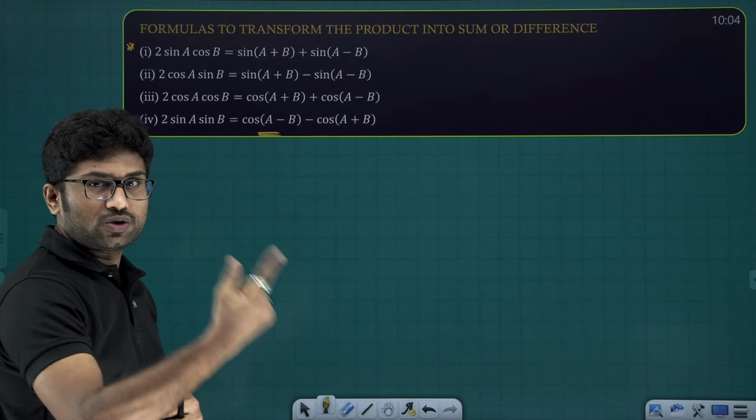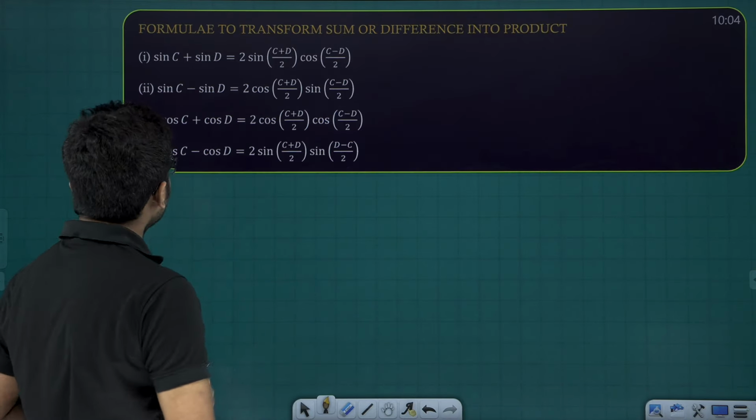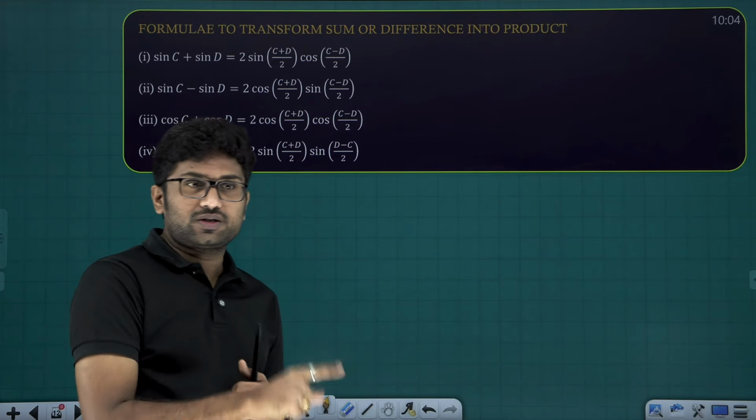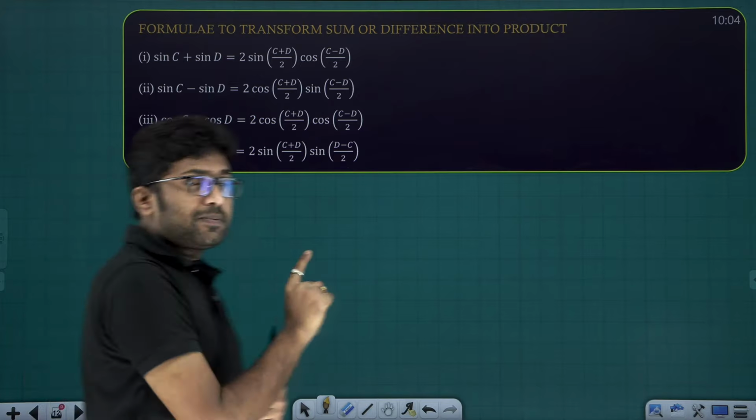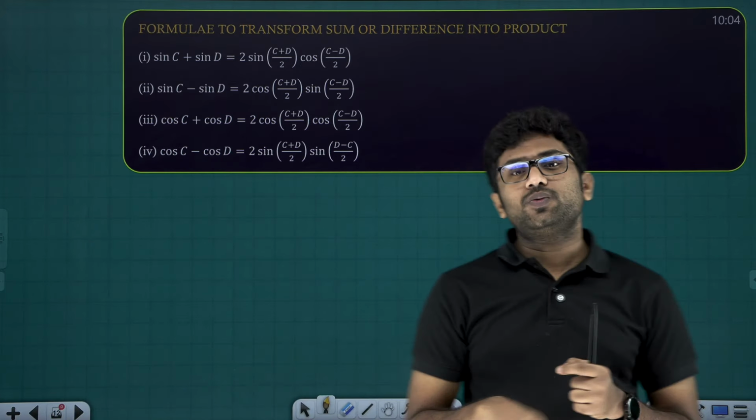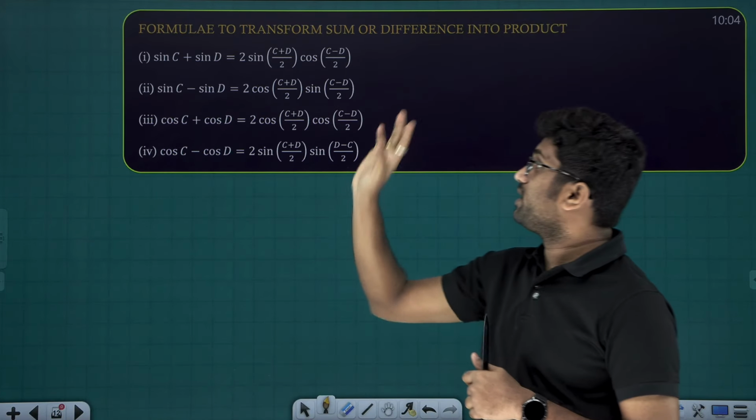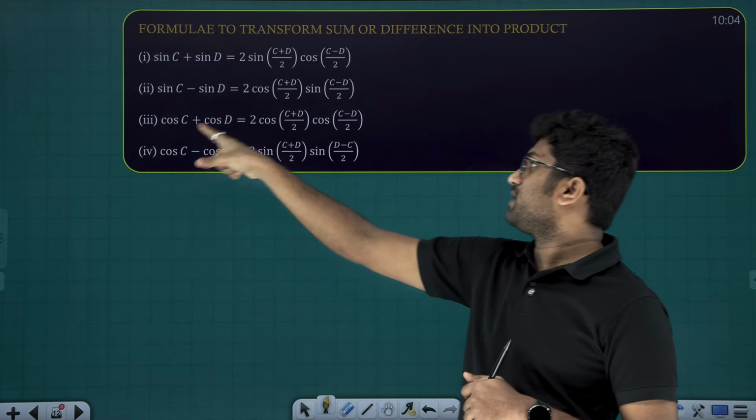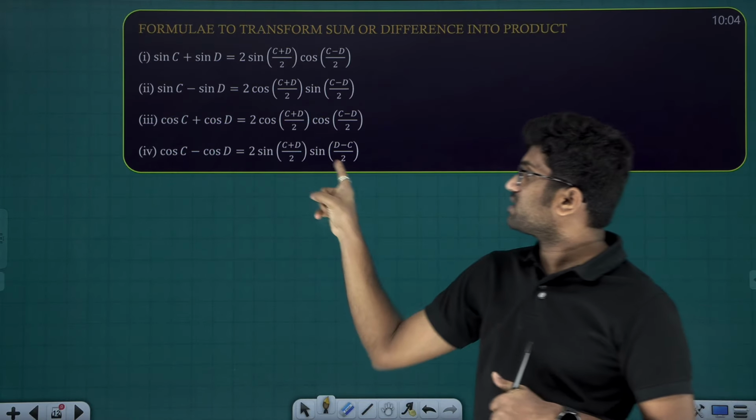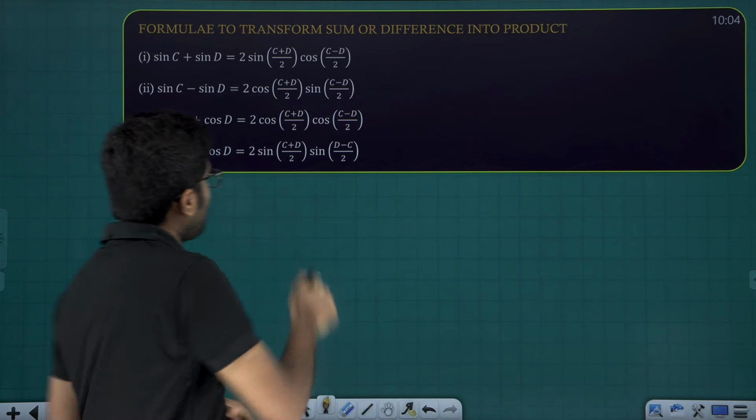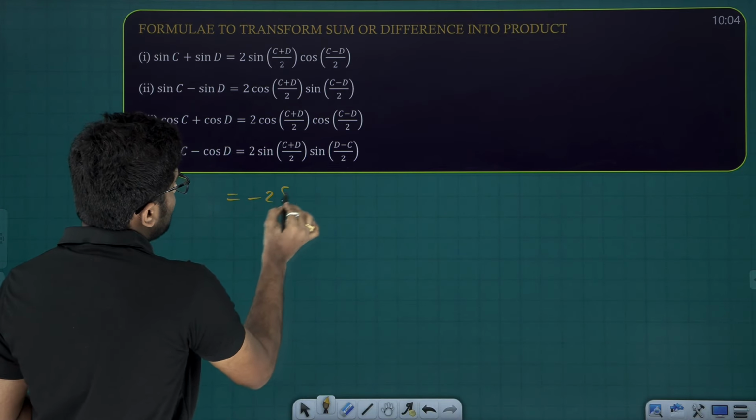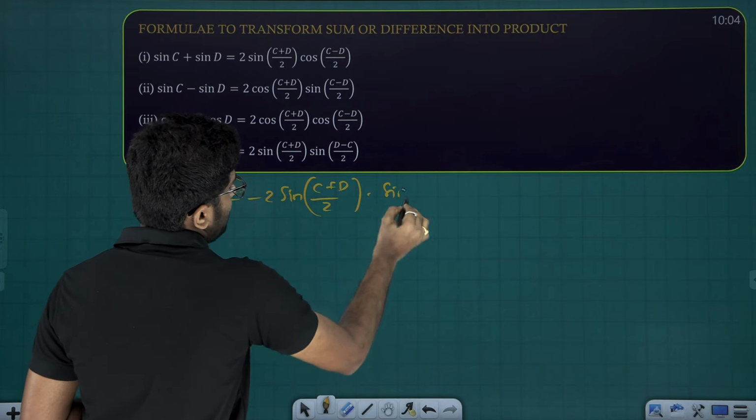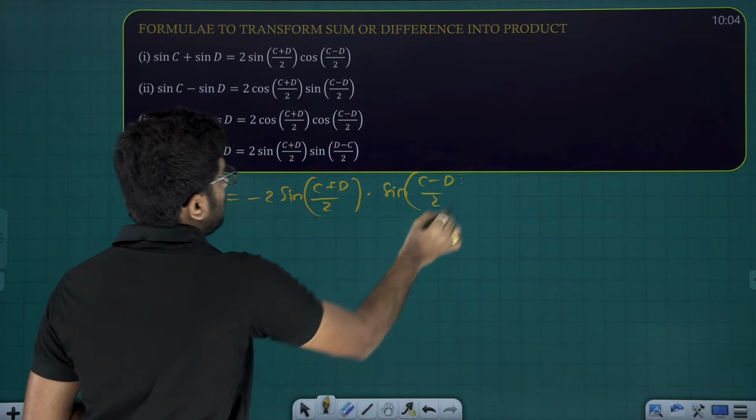Next, sum to product. First we discussed product to sum. Now sum to product: formulas to transform sum or difference into product. Number 1, sin C plus sin D is 2 sin((C+D)/2) into cos((C-D)/2). Sin C minus sin D is cos into sin. Cos C plus cos D both cos, cos C minus cos D both sin. This can also be written as minus 2 sin((C+D)/2) into sin((C-D)/2).